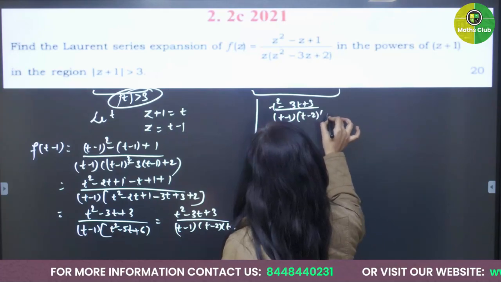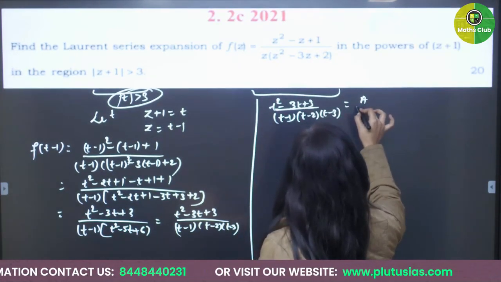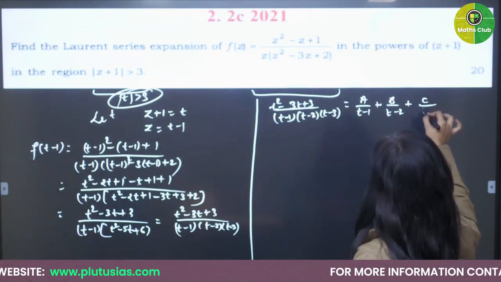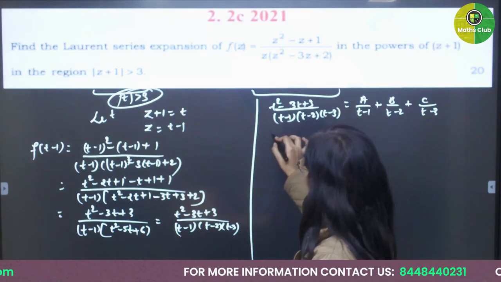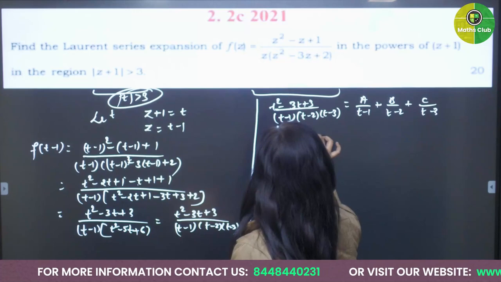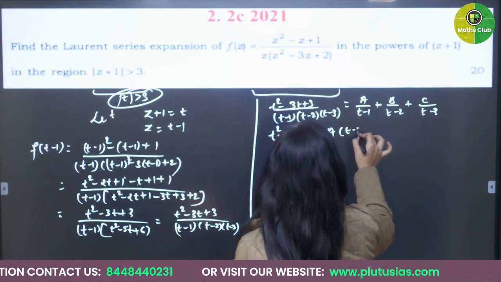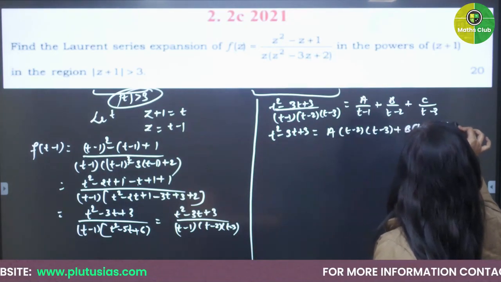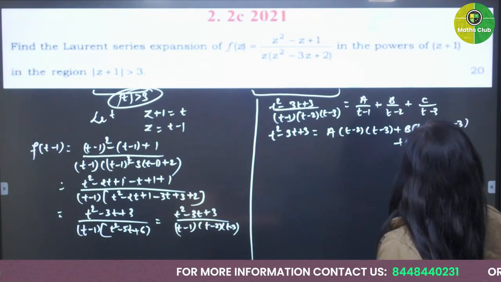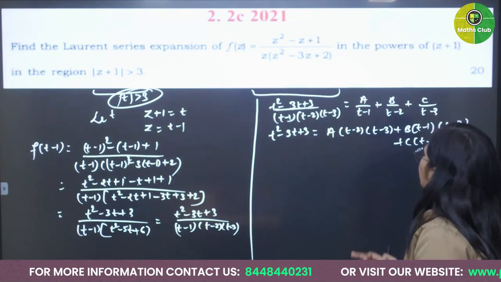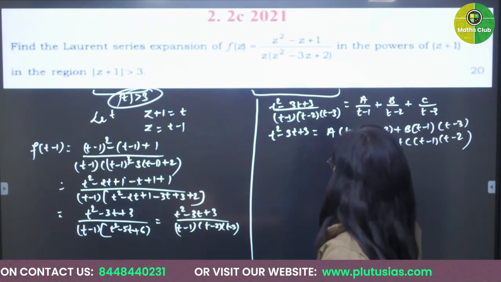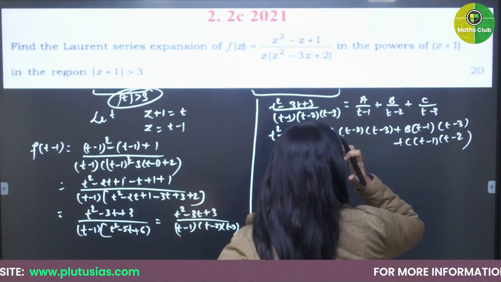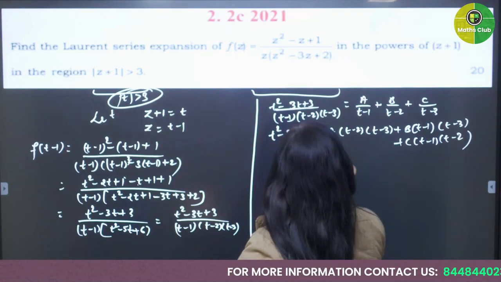t minus 2, t minus 3, and this can be written as a by t minus 1 plus b by t minus 2 plus c by t minus 3, and again t square minus 3t plus 3 is equal to a into t minus 2, t minus 3, plus b into t minus 1, t minus 3, plus c into t minus 1, t minus 2. Put t is equal to 1, both of the last terms would be 0, and after putting this would be 1 minus 3 plus 3. So 1 is equal to minus 1 minus 2, that is 2a, and hence a is equal to 1 by 2.